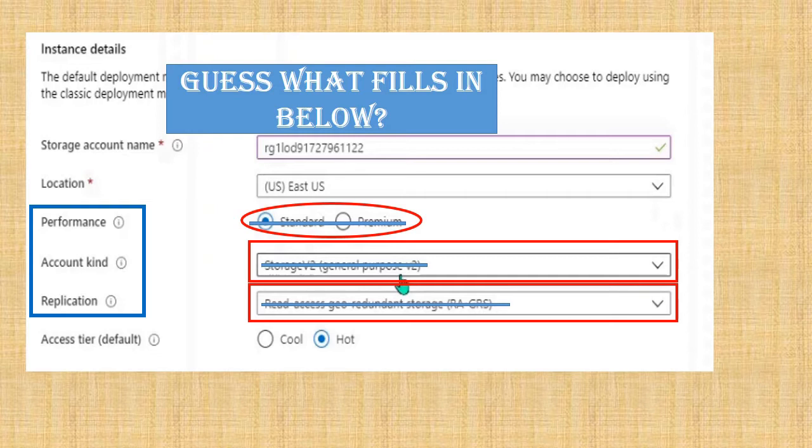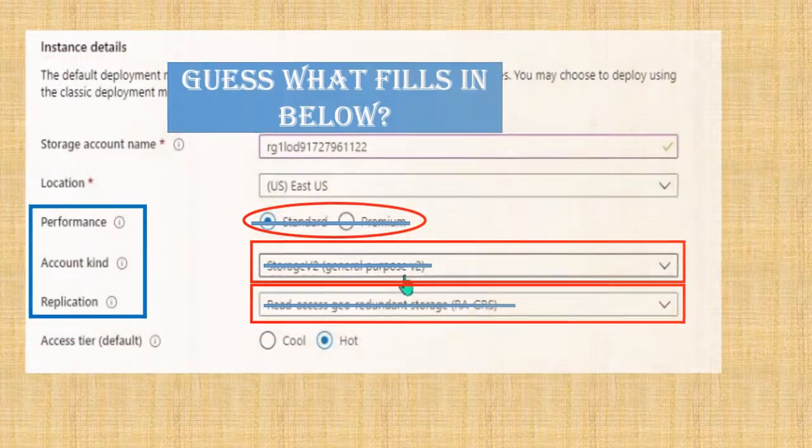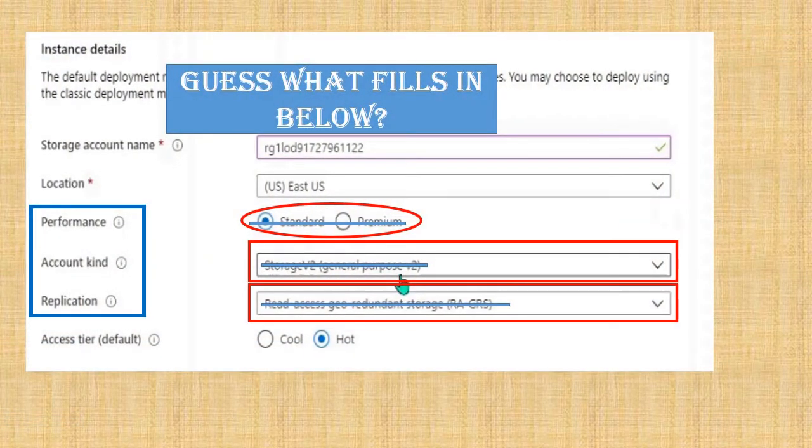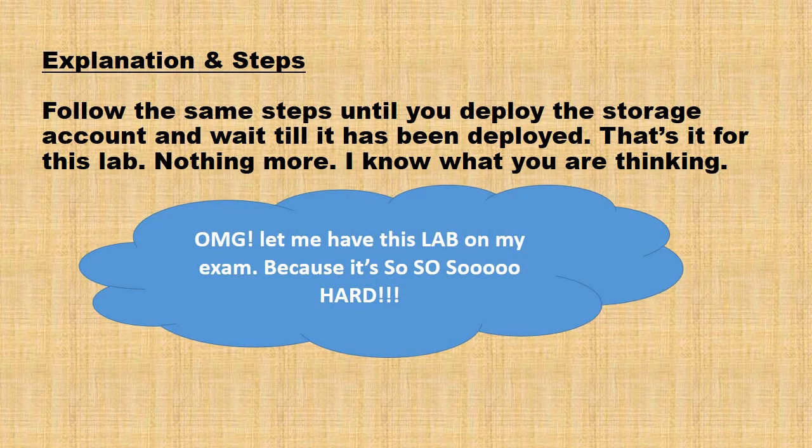Guess the appropriate models which should be chosen for these specific items. So already we have learned this lab. So here what you are going to do is you are going to follow the same steps until you deploy the storage account and wait till it has been deployed. That's it for this lab. Nothing more.